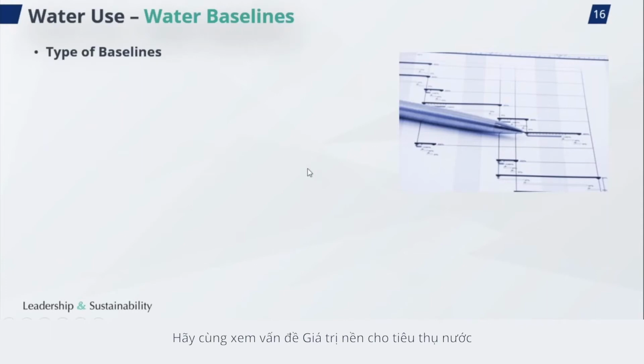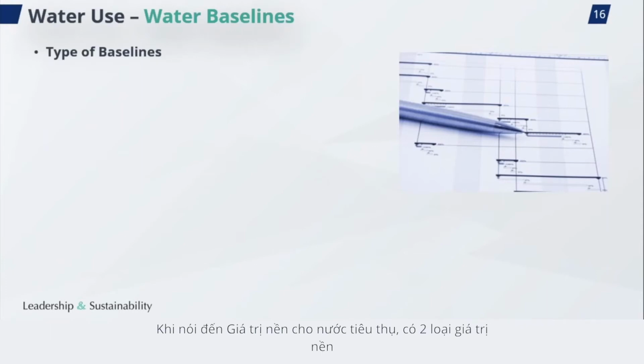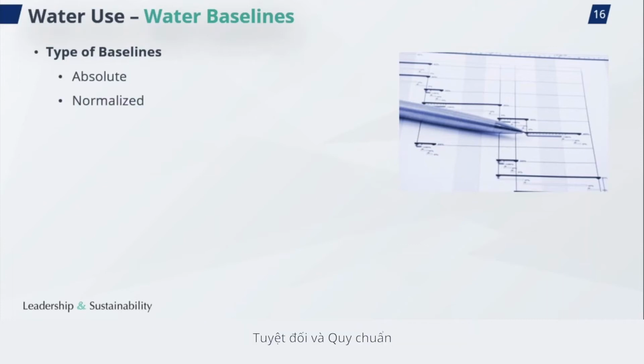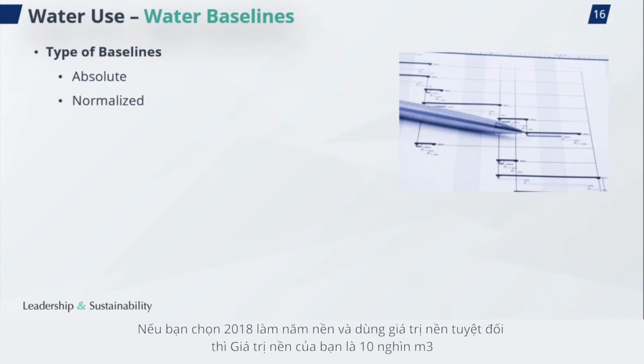When it's time for the baseline, it's really important for water use management. There are 2 types of baselines, absolute and normalized. Absolute is very simple. Absolute is just the total consumption. For example, you used 10,000 cubic meters of fresh water in 2018. So if you decide that your baseline would be 2018 and you want to use the absolute numbers, your baseline would be 10,000 cubic meters.